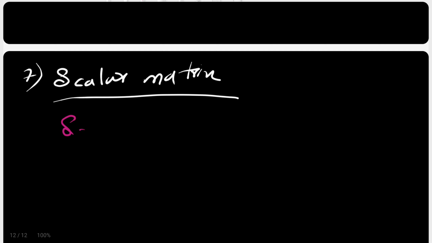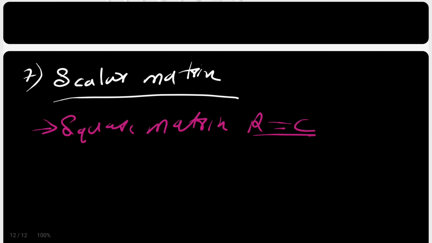It has to be a square matrix. First rule: if you want to see the scalar matrix, it has to be a square matrix. It means that the number of rows equals the number of columns, then it is a square matrix. The second thing is that the diagonals have to be the same.